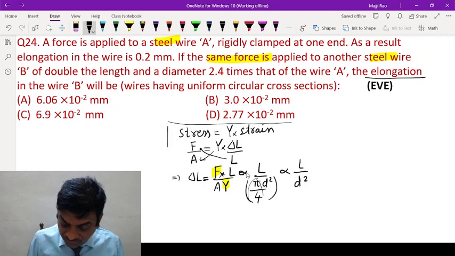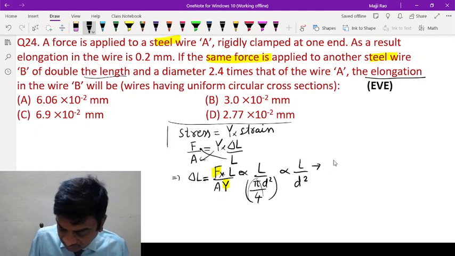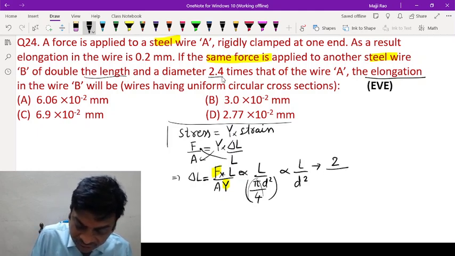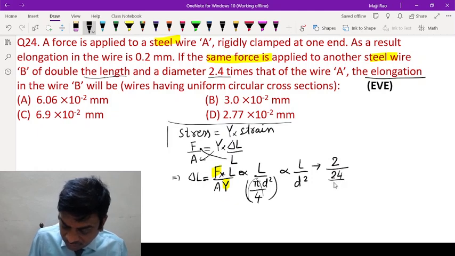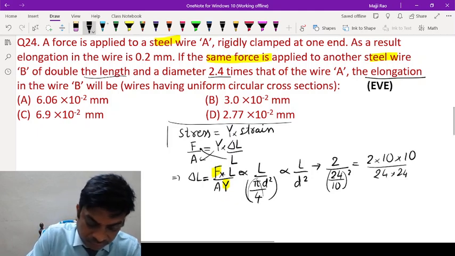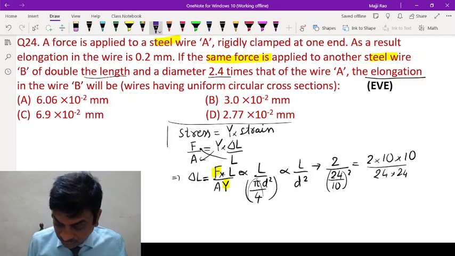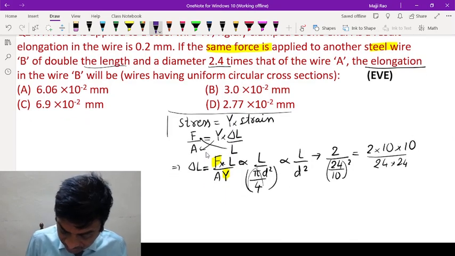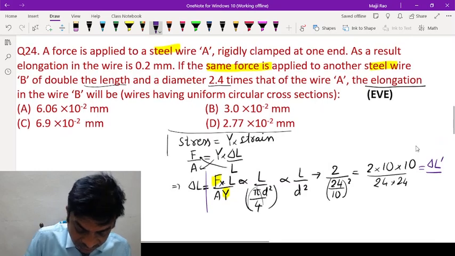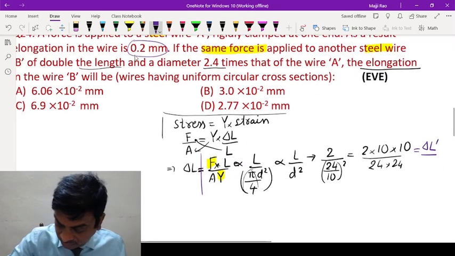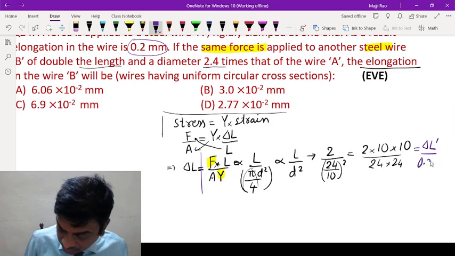D is the diameter. So let us find the factor of change for delta L. Factor of change for L is how much? Double the length. So factor of change for L is 2. For diameter it is 2.4 times. So 2.4 means 24 by 10 whole square. This will be 2 into 10 into 10 by 24 into 24. So now factor of change is the new change in length by original change in length. What is the original change in length? 0.2 mm.